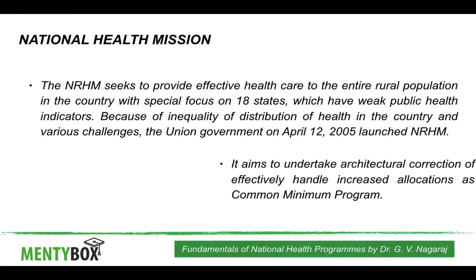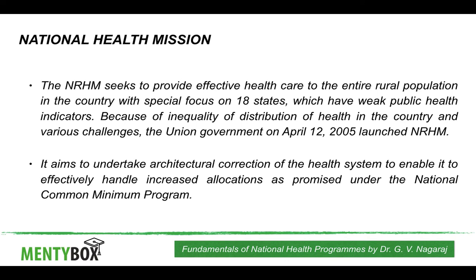National Health Mission. The NRHM seeks to provide effective health care to the entire rural population in the country with special focus on 18 states which have weak public health indicators. Because of inequality of distribution of health in the country and various challenges, the Union government on April 12, 2005 launched a National Rural Health Mission. It aims to undertake architectural correction of the health system to enable it to effectively handle increased allocations as promised under the National Common Minimum Program.